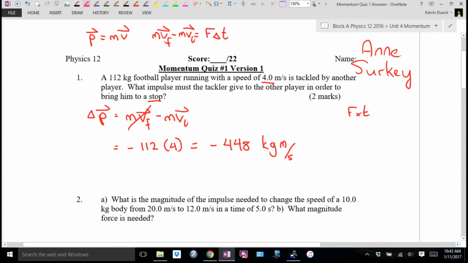2 marks. I would give you 1 mark for the equation, half mark for the numbers, half mark for the answer, but 2 marks. I will be fussy here. There should be a negative. What's the negative saying here? It's saying it has to be in the opposite direction that the player was running initially. If the player was running north, you have to tackle him to the south. Okay.